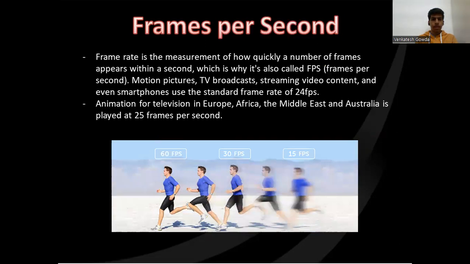Next is frames per second. Frame rate is the measurement of how quickly a number of frames appear within a second, which is why it's also called frames per second, that is FPS. Motion pictures, TV broadcast, streaming video content, and even smartphones use the standard frame rate of 24 frames per second. Animation for television in Europe, Africa, the Middle East, and Australia is played at 25 frames per second.